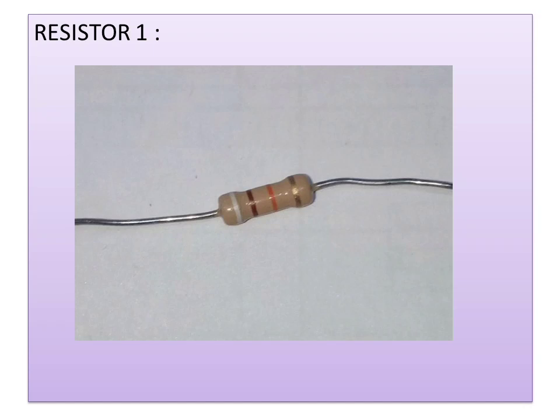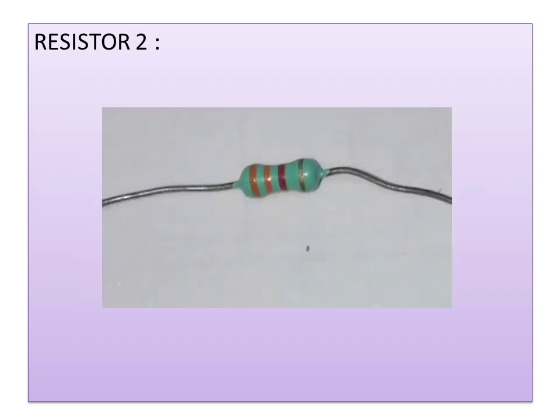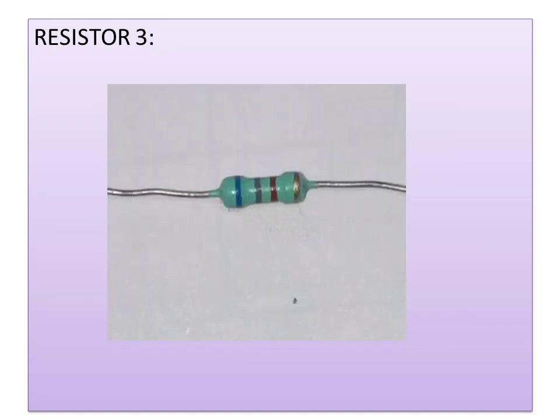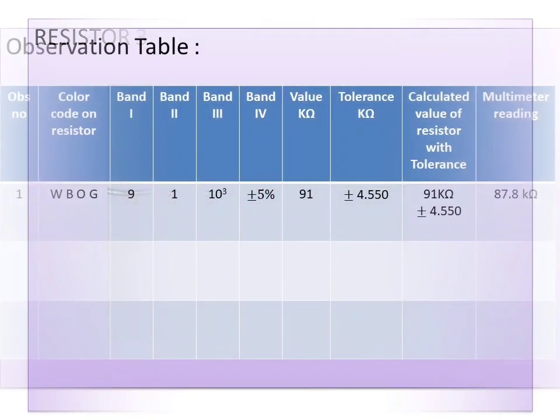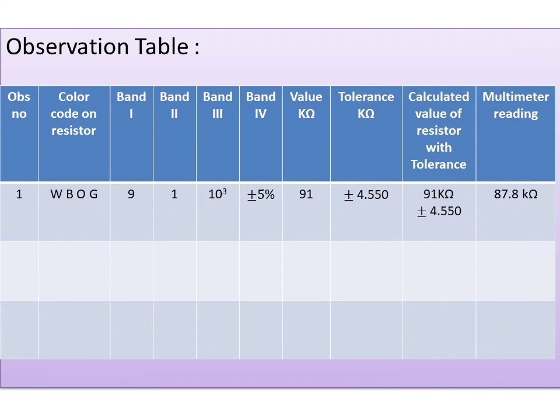So these are the resistors which we have used in our activity. The first resistor is white, brown, orange and golden. The second resistor is orange, orange, red and golden. The third resistor is blue, grey, red and golden. Now you will observe the observation table.